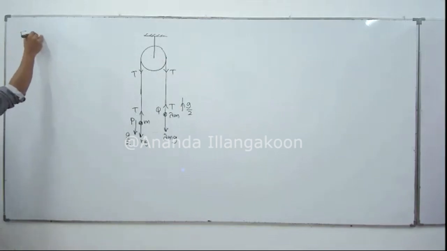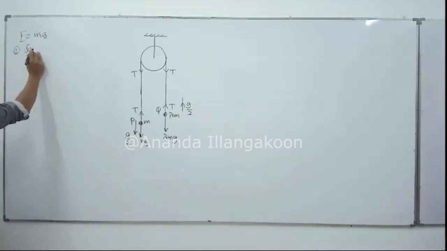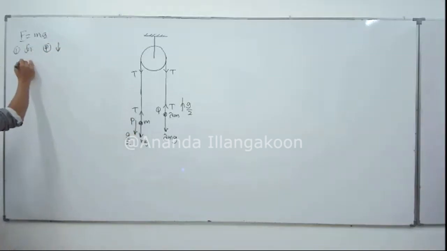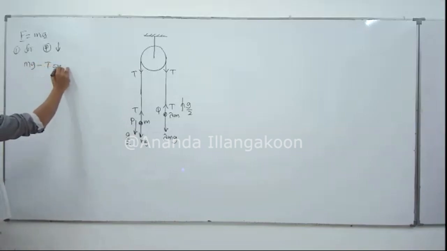F equals ma. We apply this for P downward. What do you get? mg minus T equals mg by 2, equation number 1.